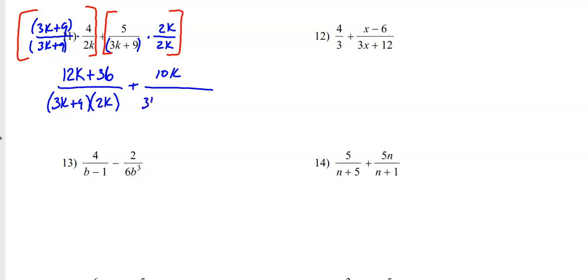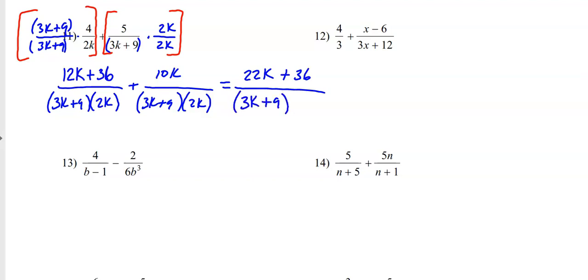over the same bottom, 3k plus 9 times 2k. And combine the tops, that gives me 22k. So 22k plus 36 all over 3k plus 9 times 2k. And you see, can I factor something out over here? I think I can factor a few things out. Let's break this down and see if something shakes out.